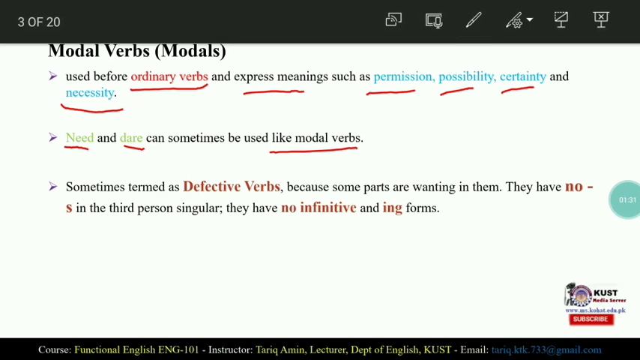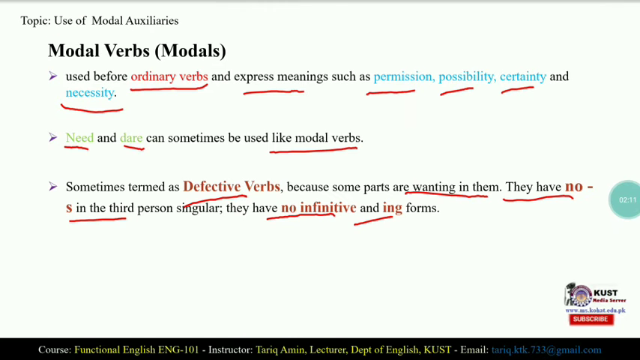Sometimes these auxiliary verbs, these modal verbs, are termed as defective verbs. Why are they termed as defective verbs? Because some parts are wanting in them. They don't have an infinitive form, they don't have an ing form, and they don't take s in the third person singular. These parts are wanting in them. That is why they are called defective verbs.